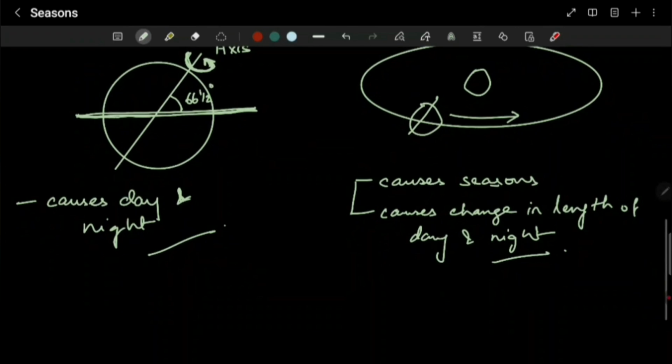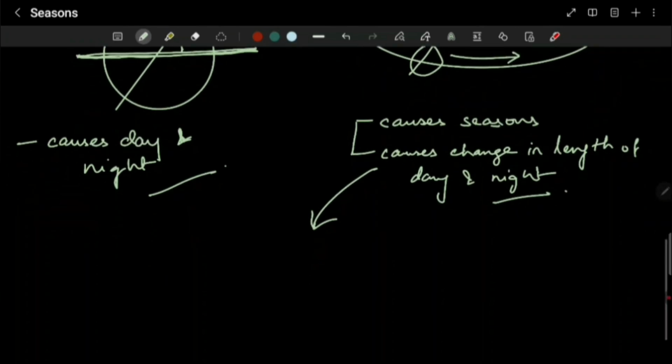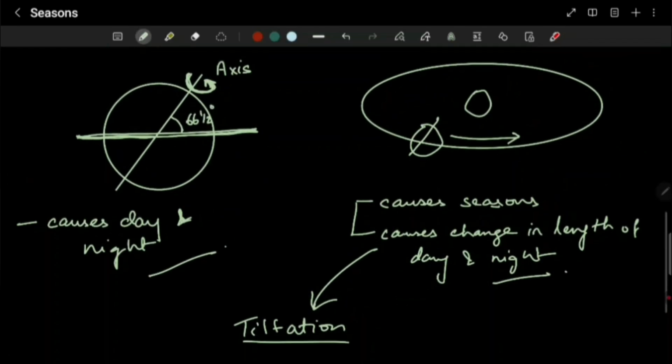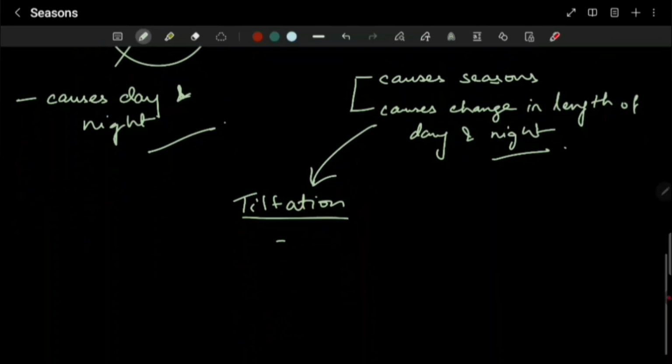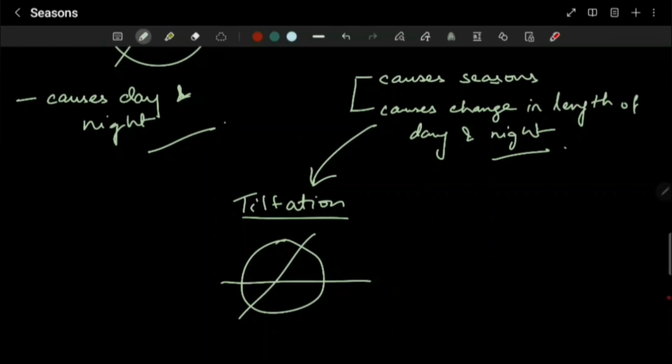There is one more factor that affects seasons and the change in length of day and night, which is tiltation of the earth, which I mentioned that the axis of the earth makes an angle of 66.5 degree with the orbital plane, or we can say that with this line it makes an angle.